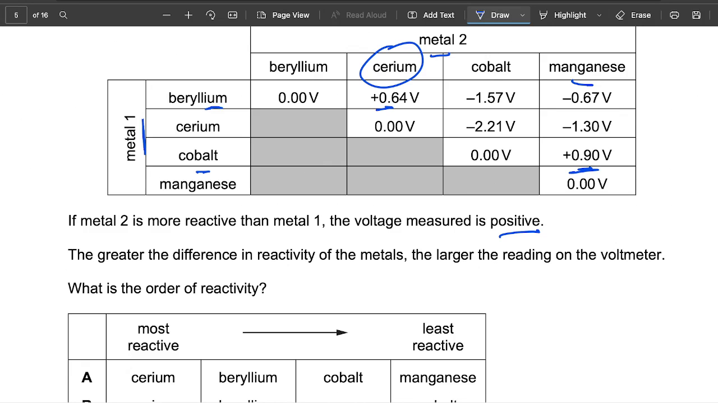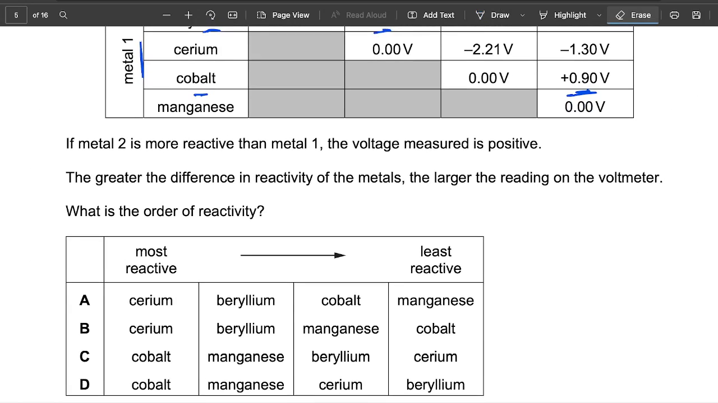in terms of reactivity. Okay, so now let's look at which one is the most reactive and which one is the least reactive. What we can do again is use the elimination method. Let's see which one is more reactive. Is it cerium or is it cobalt? Let's have a look at that first.